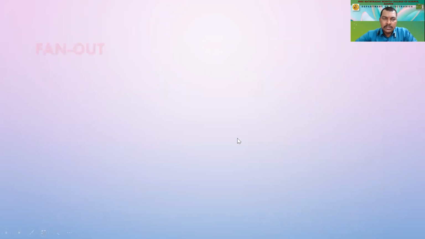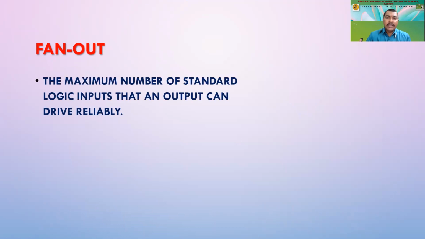Then the next parameter concerned with the IC is the fan out. Now, what is the fan out? It's very simple. If you need to connect some ICs to the output side of a gate, how many gates can it drive? That is the fan out. The maximum number of standard logic inputs that an output can drive reliably. Inputs means how many gates we are supposed to connect to a particular output. That is called the fan out.